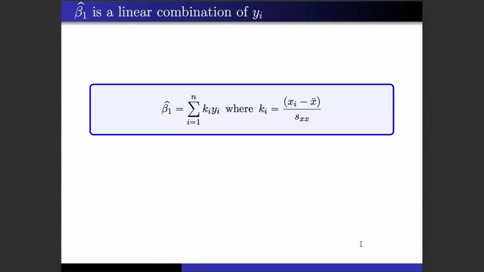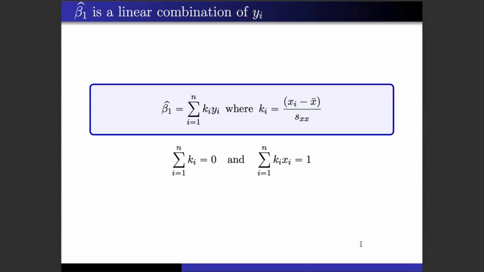So in the last video, when we proved that beta 1 hat is a linear combination of yi, that is, beta 1 hat can be written as summation ki yi, where ki is equals to xi minus x bar divided by Sxx. Now we have further explored the properties of ki, that is summation ki is equals to 0. And if we multiply this ki with xi first and then take the summation, we get it equals to 1.